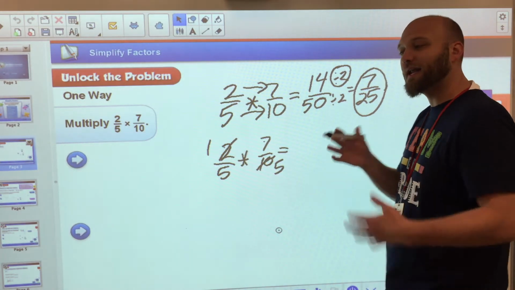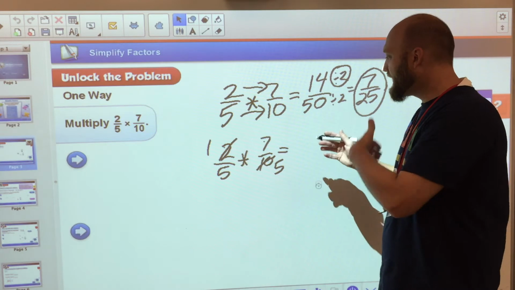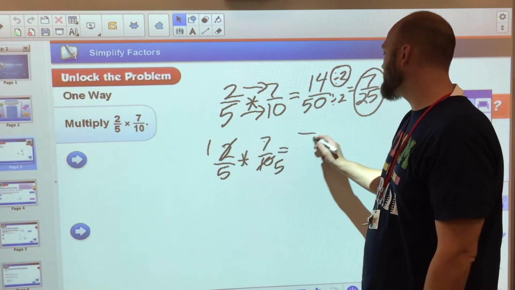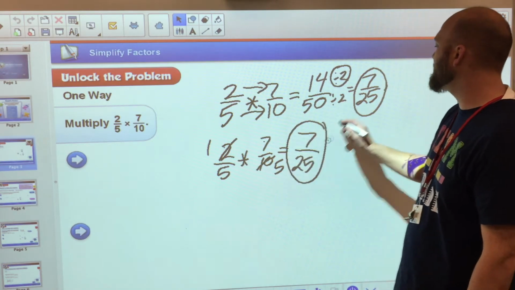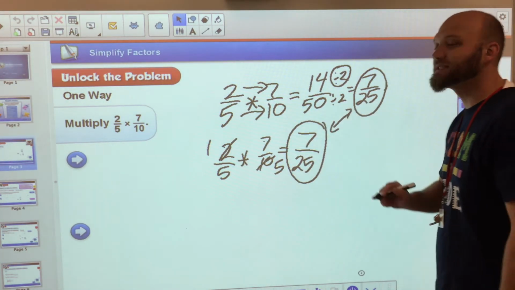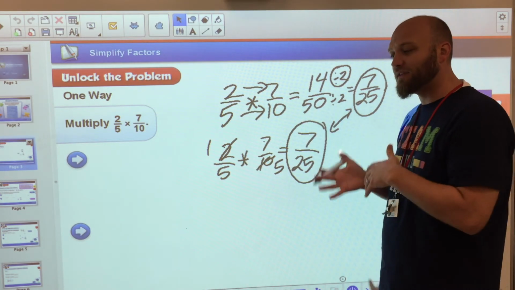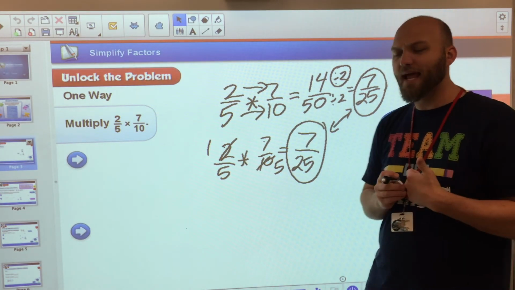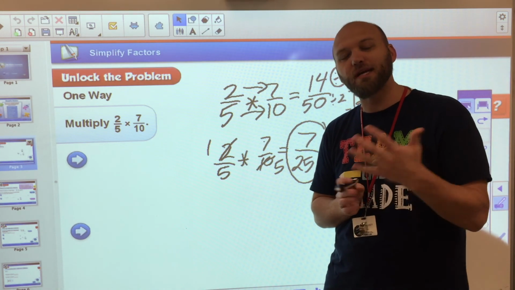Now that I've simplified, I don't have to take large numbers and look for factors. I just multiply straight across, and 1 times 7 is 7, 5 times 5 is 25, and you'll see that I do, in fact, still get the same answer. So it doesn't matter if I'm going to simplify then multiply, or multiply then simplify, but anytime that I have a fraction, I should be giving my answer in simplest form.